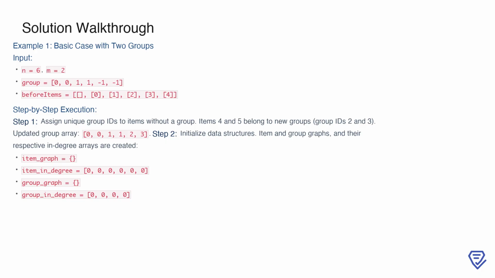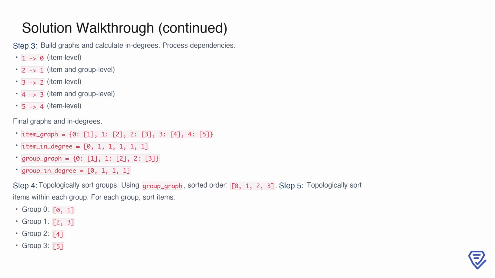Next, we initialize the necessary data structures to build our graphs. We have an item_graph and group_graph to represent dependencies, and item_in_degree and group_in_degree arrays to keep track of incoming edges for items and groups respectively. Initially, all graphs are empty, and all in-degrees are set to 0. Now, we build the graphs and calculate the in-degrees based on the dependencies.